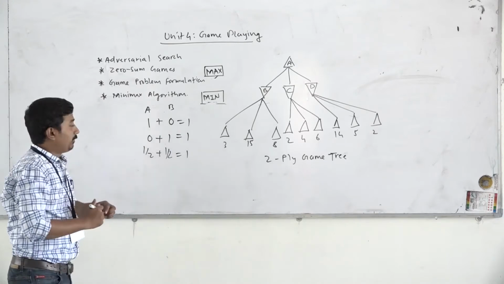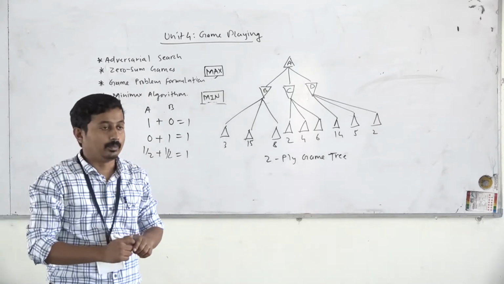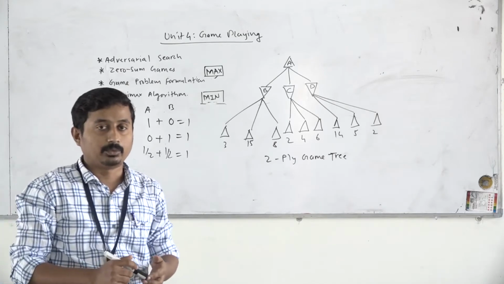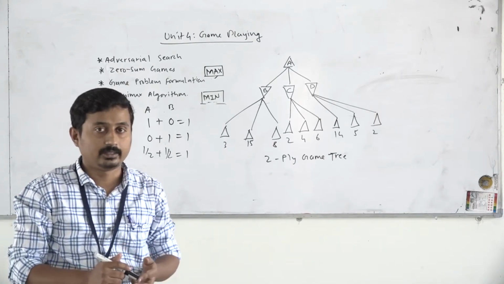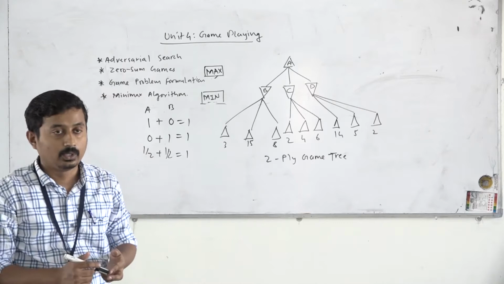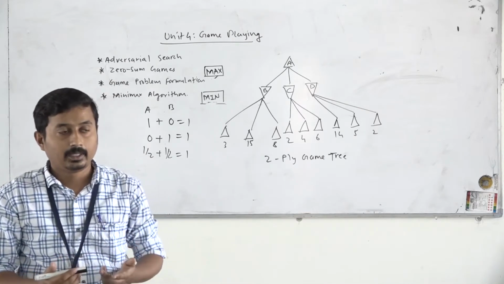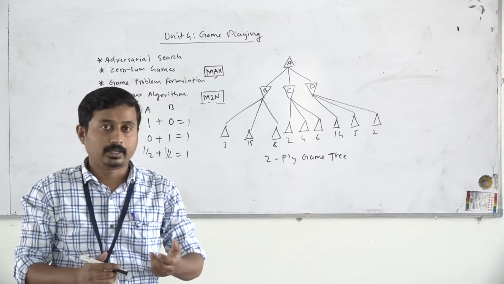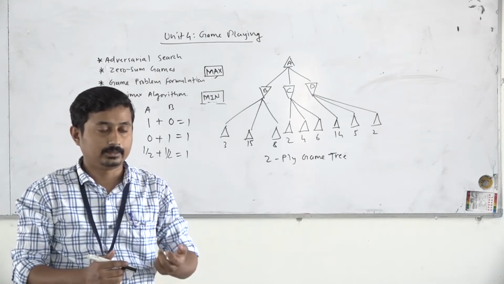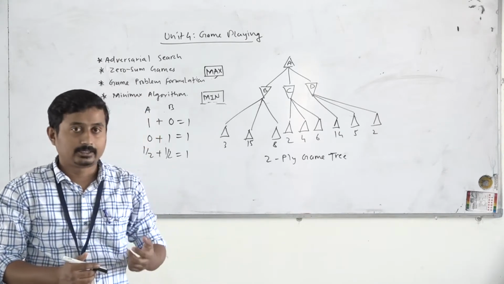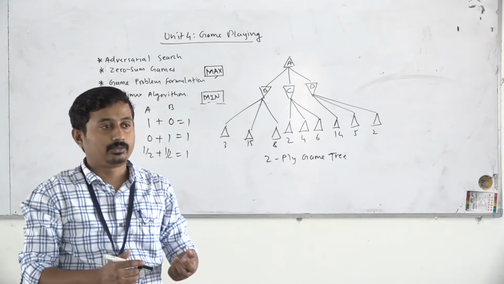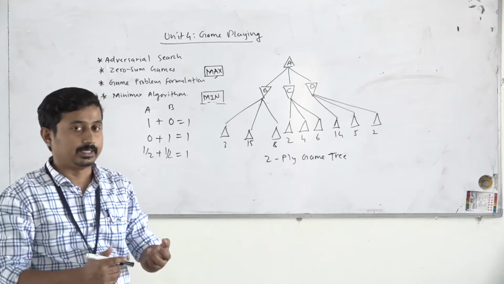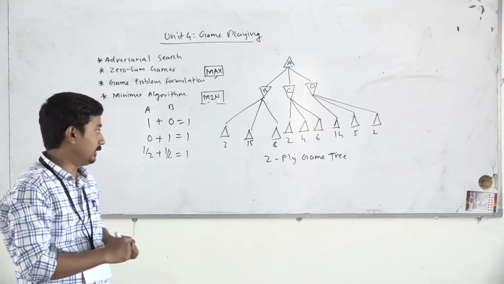Then we saw how to formulate a game problem. We can define a game problem using 6 components. The first one is the initial state, represented by S0, which is the starting point of the game. The next one is the player function, which tells us which player has the move from the current state S. The next one is the actions function, which gives us the set of actions available to the agent from the state S.